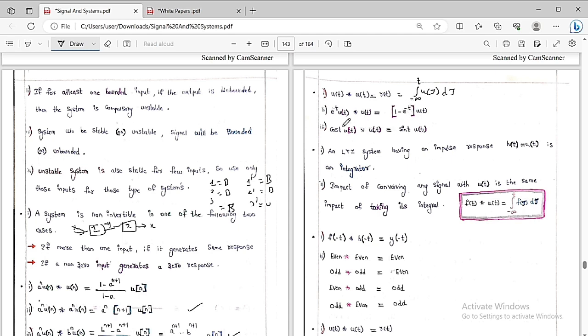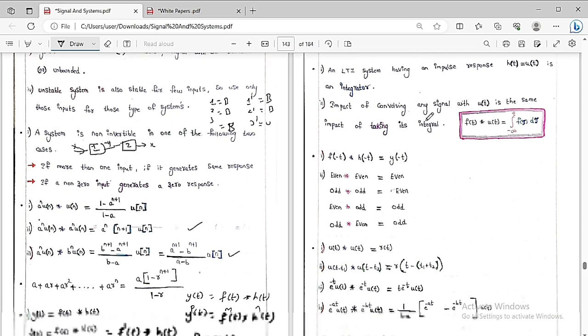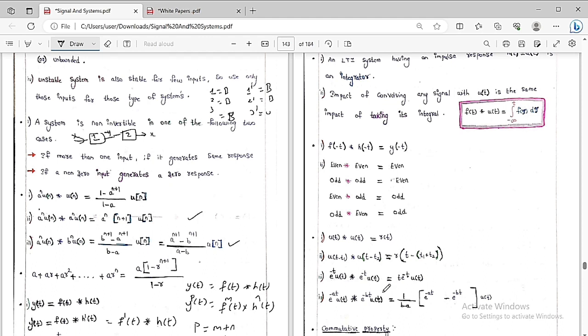Then e to the power of minus t into u of t, convolution of u of t, is nothing but 1 minus e to the power of minus t into u of t. Basically I am going to give the general formula. So what is the general formula? e to the power of minus at into u of t, convolution of e to the power of minus bt into u of t, equals 1 by b minus a into e to the power of minus at minus e to the power of minus bt into u of t.